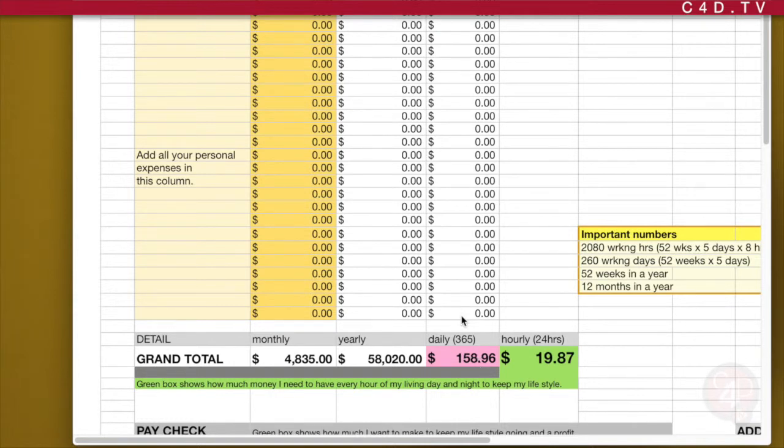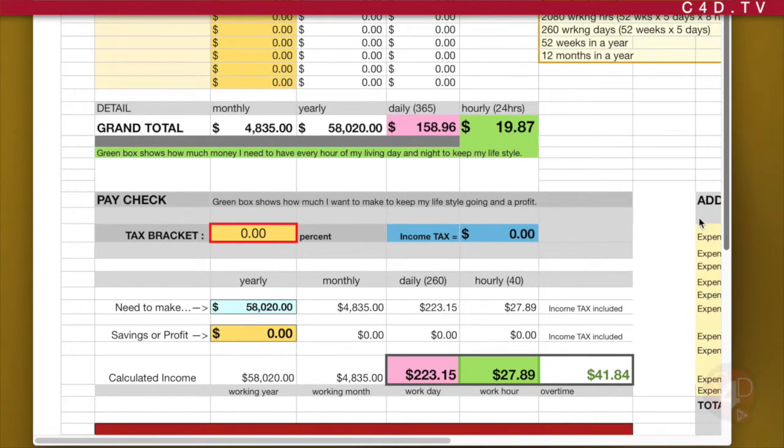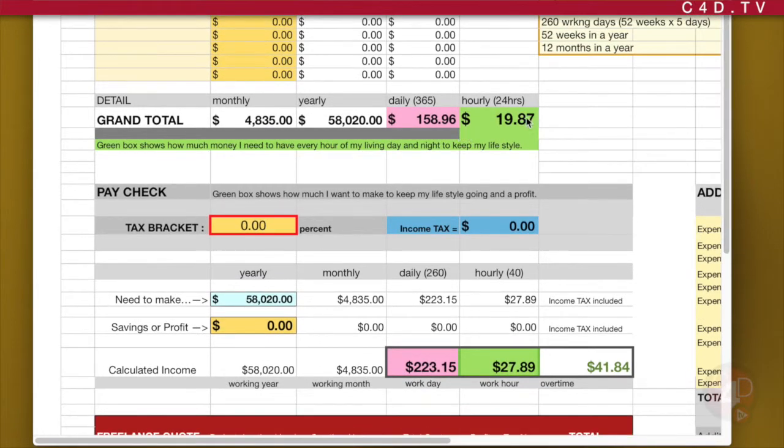And this one is basically to bring you down to earth and tell you, okay, this green box is actually telling you that every single hour that you are living, that you are beating your heart, you need to make at least $19.87 to continue with this style of living that you have. Now, for that, you will need a paycheck, of course. You need to work because money doesn't grow on trees. So you need to make at least $58,000 a year, as you can see in here.